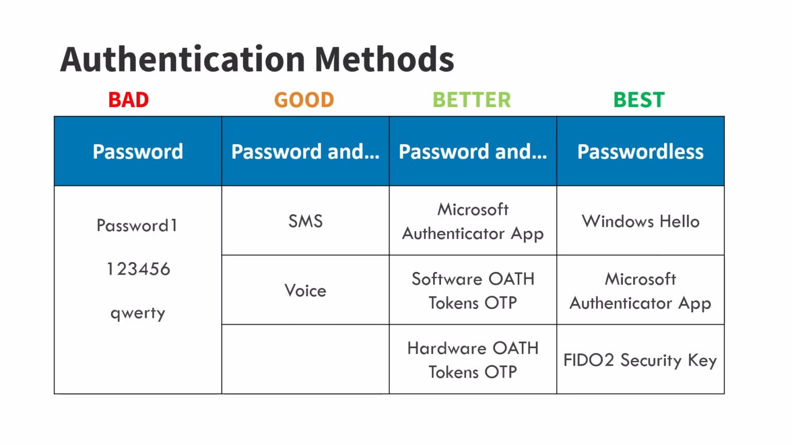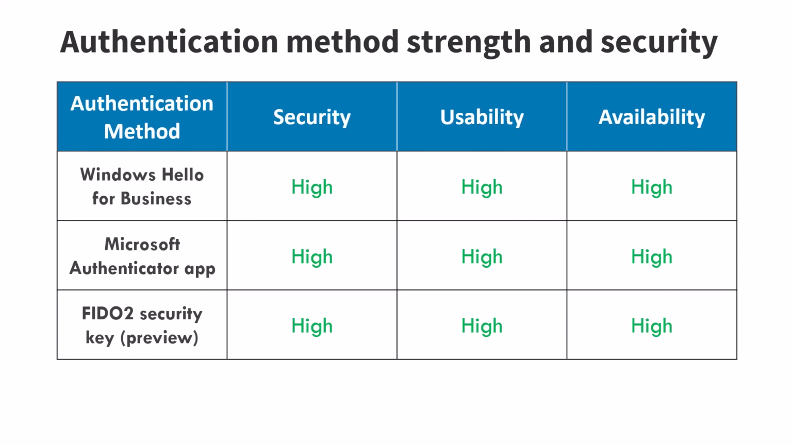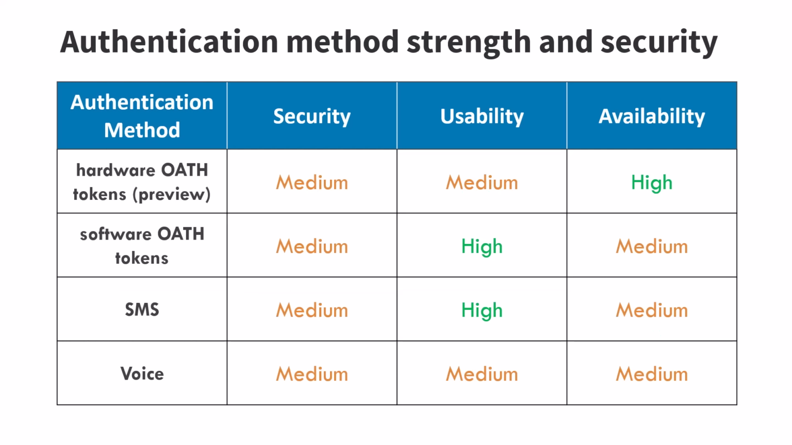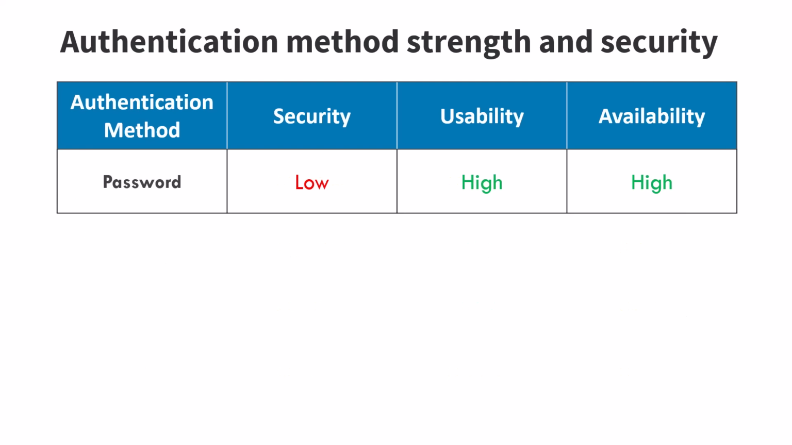And if you look at these methods in terms of their strength and security, Windows Hello, the Authenticator app, and FIDO2 give us high security, high usability, high availability. That's where we're leveraging the passwordless approach. And when we look at the OATH tokens and SMS and voice as our secondary factor, the security is going to be a bit less, and usability and availability a bit less as well. No need to memorize this table. I just wanted to give you a sense of the relative quality and security of these approaches. And of course, password gives us the lowest in the security column.